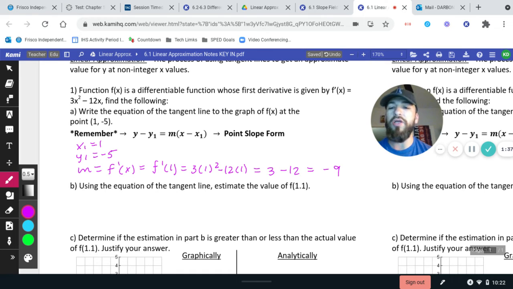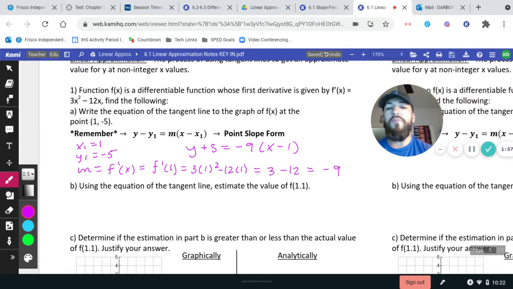Okay, so all good so far. We have x1, we have y1, we have m, so now we can plug that all into our equation. So y minus y1 is just plus 5 equals negative 9 times x minus 1. Okay, so all done.